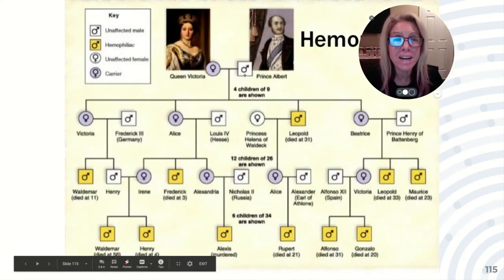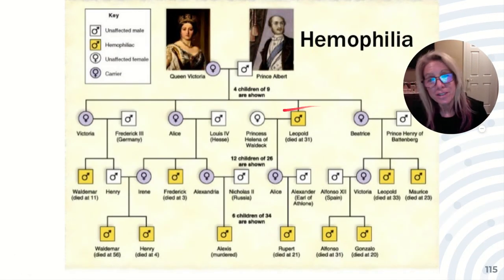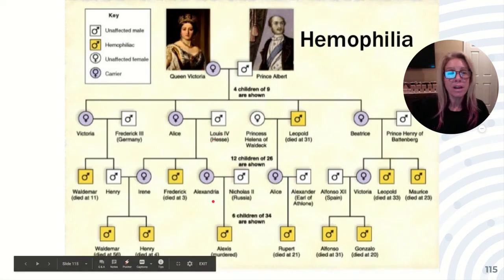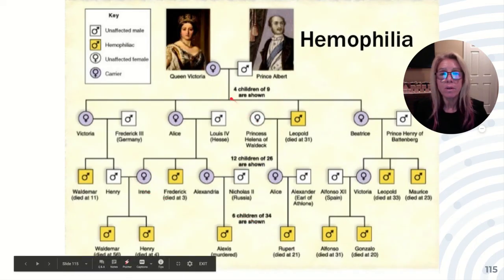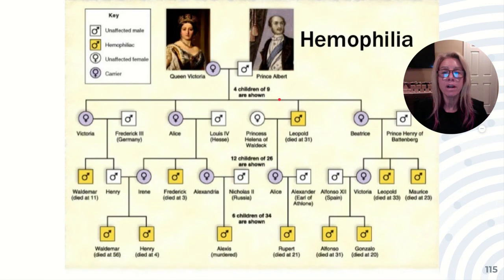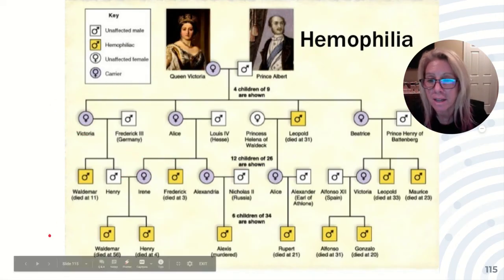All right, hemophilia is a sex-linked trait, and if you know your European history, then you know that hemophilia was running rampant amongst the houses of royalty, because if you look right here, 4 children of 9 are shown, but many of them died of hemophilia. I don't know the number, sorry about that. But because of the way royalty worked, you would keep marrying your cousins, and due to that inbreeding, hemophilia would keep showing up again and again.